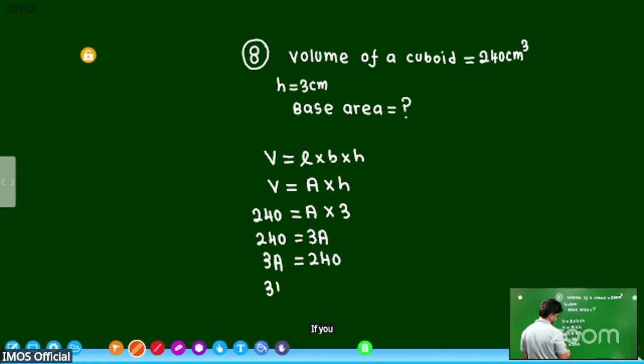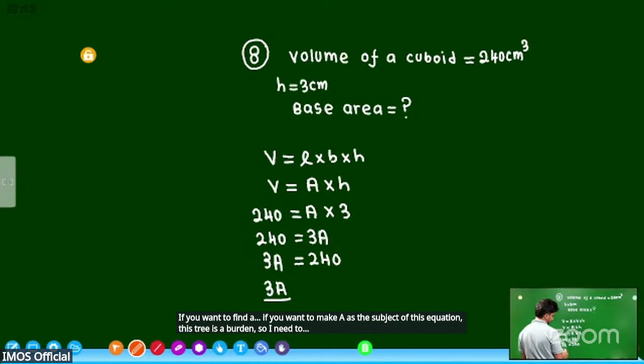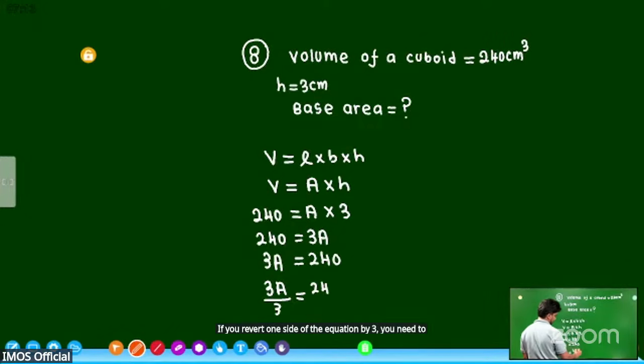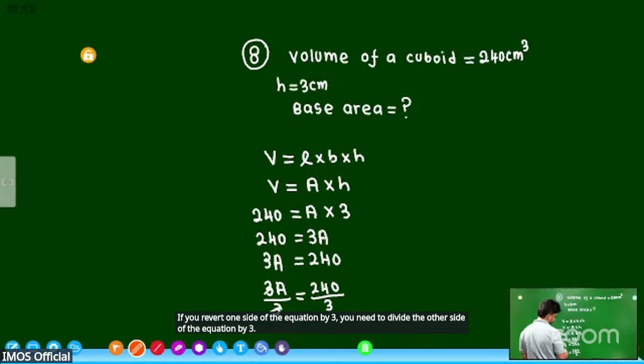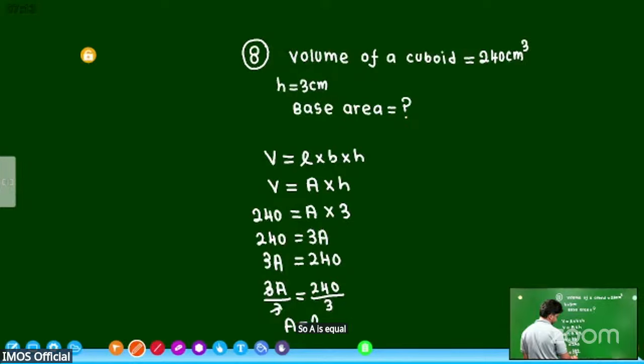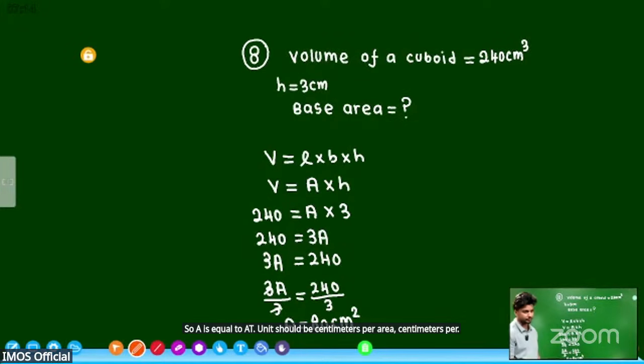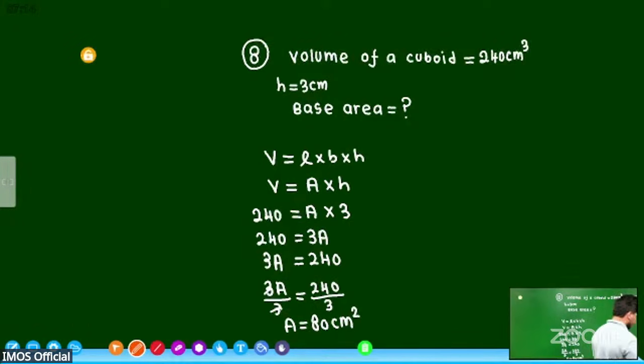If you want to make A the subject of this equation, this 3 is a burden. So I need to eliminate that. In order to eliminate this 3, I have to divide this side of the equation by 3. If you divide one side of the equation by 3, you need to divide the other side of the equation by 3. So A is equal to 80. Unit should be centimeters square. Area is centimeters square. Turn on the chat. Can you understand?